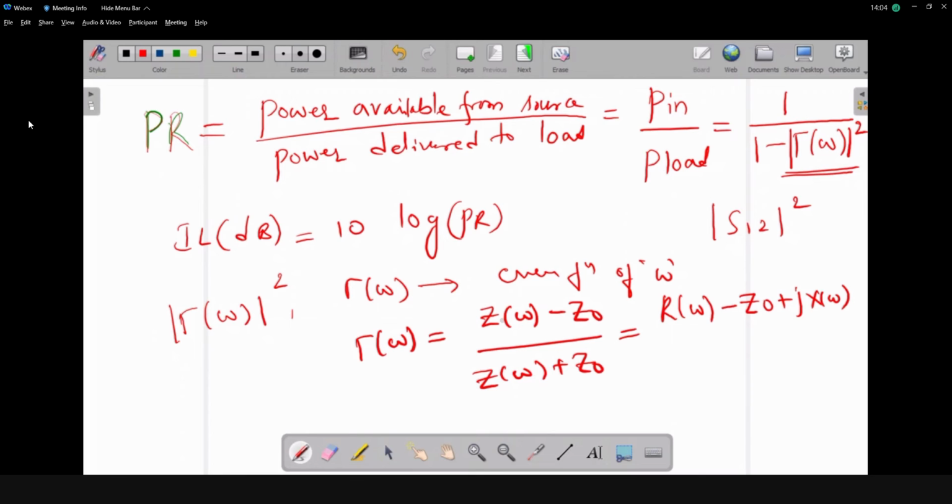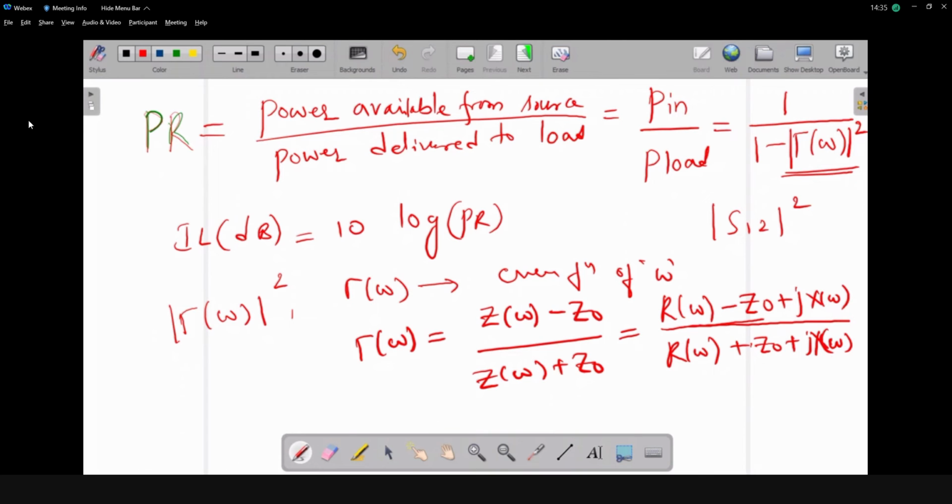So now I am splitting this as Z(ω) is nothing but R(ω) plus jX(ω). I am taking the real part on one side. So this is the real part and this is the imaginary part. And similarly, we have the denominator R(ω) plus Z0 plus jX(ω). So this is what we got in terms of the real and imaginary part.